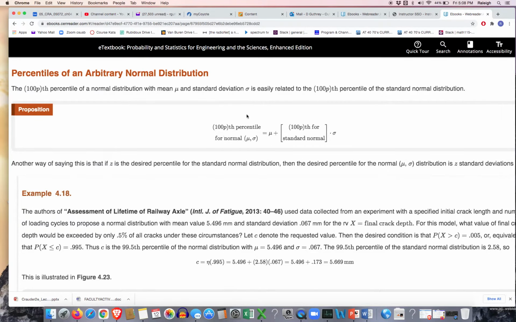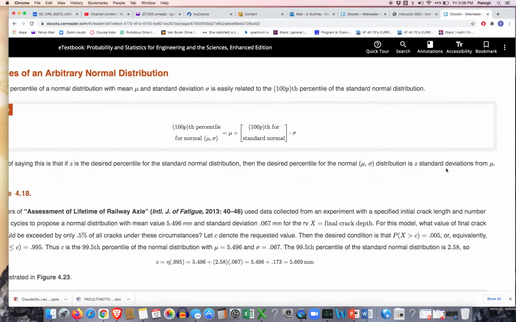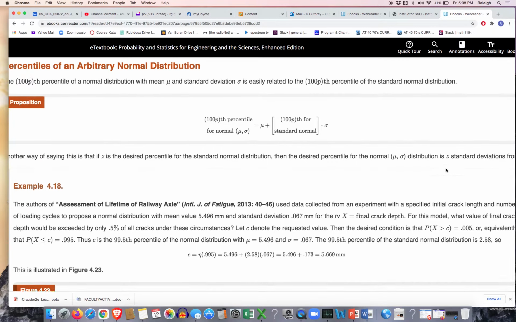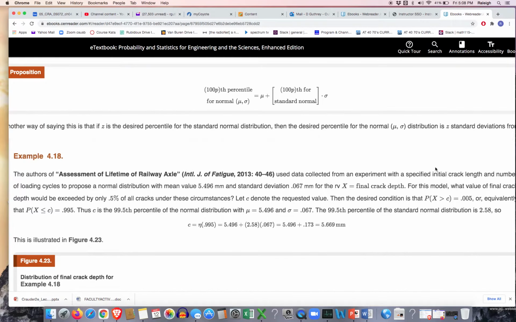This could be called your x value. Of course, there's mu. This is the standard normal. This is z. And that is sigma. I have a little trouble annotating right now, so I'm not going to try to do that at the moment. So another way of saying this is that z is the desired percentile for the standard normal. It's the same one in terms of z standard deviations from mu. Okay, anyway, let's take a look at an example.